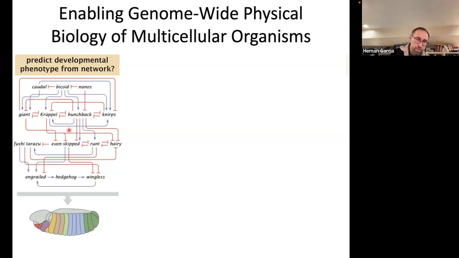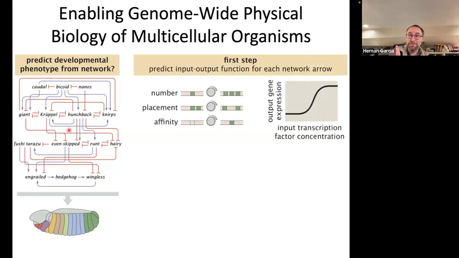And clearly, if you think about it, one of the first things in being able to predict how input-output functions are dictated by the number, placement, and affinity of transcription factor binding sites is to know the binding sites that are present at an individual gene. Okay, so if I want to start increasing the throughput of my dissections, the first step is to know the binding site arrangement of the genes that I'm interested in.